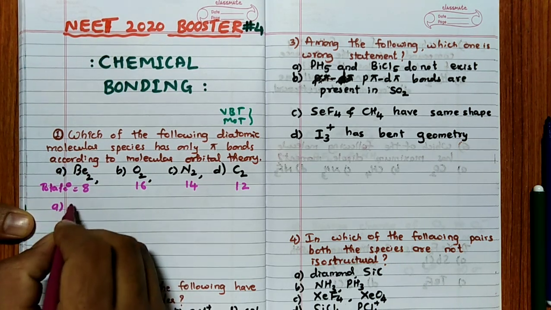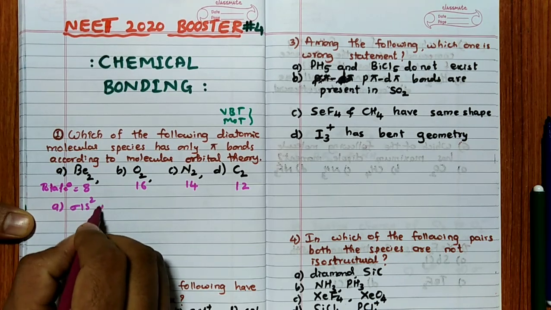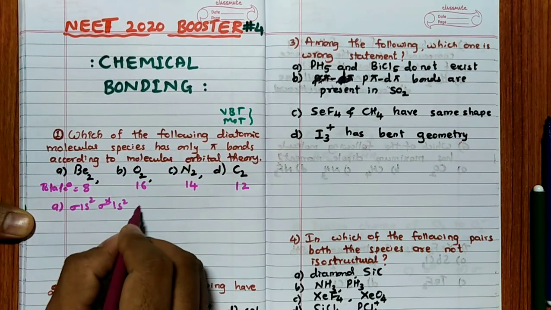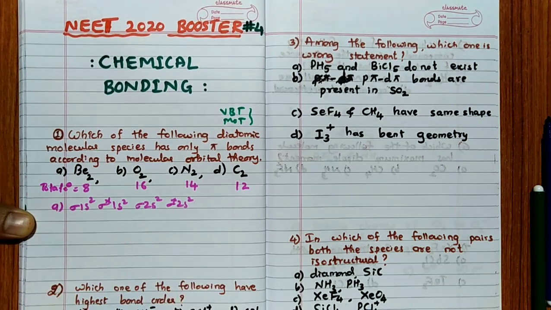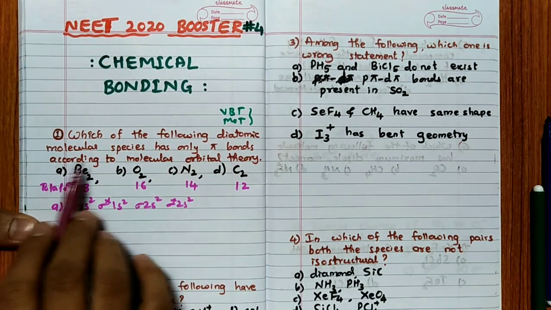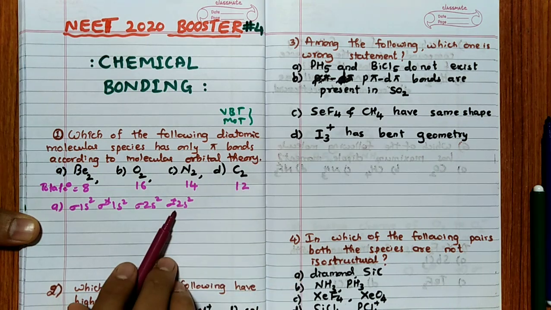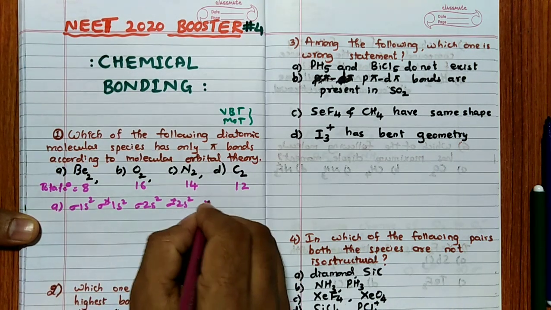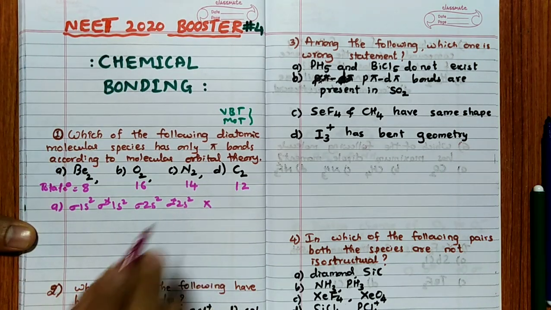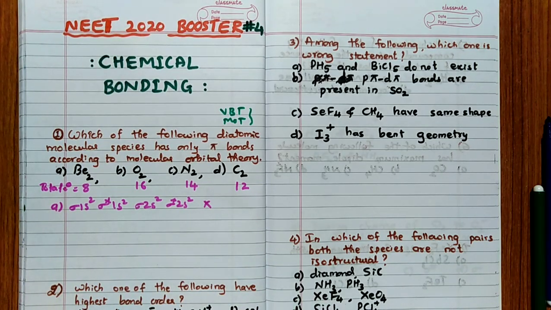Be2, option A, if you see: sigma 1s2, sigma star 1s2, sigma 2s2, sigma star 2s2. Only pi bonds according to molecular orbital theory means the last orbital should be pi. That you have to remember. So hence, this will not be the answer. The last orbital should have the electrons in the pi orbital. That is very important here.